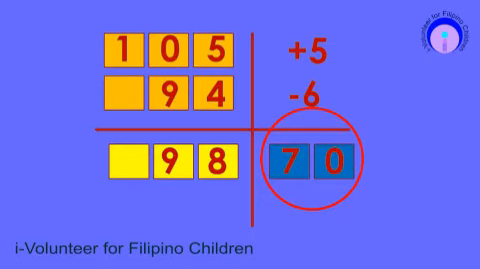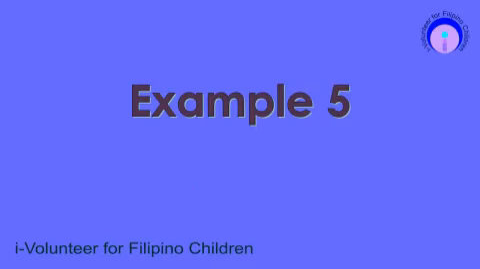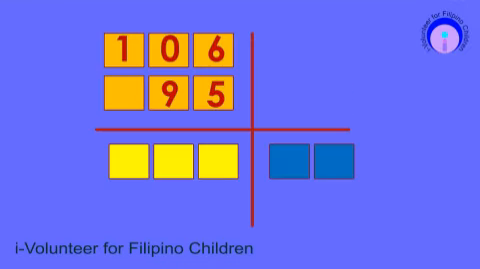Yan ang tens complement ng 5 times 6. 5 times 6 is equal to 30. 100 minus 30 is equal to 70. Be sure to subtract 1 from 99. Therefore, 105 times 94 is equal to 9,870. Let's have another example.